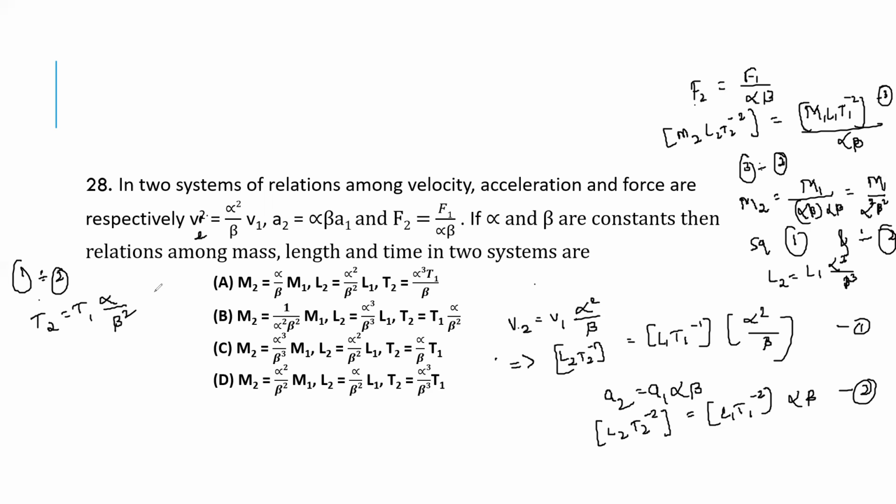Next, the third equation they have given is F2 is equal to F1 divided by alpha beta. So it is force. Write the dimensional formula for force, then write alpha beta as it is. Next, dividing 3 by 2, you will get M2. Squaring and dividing 1 by 2, you will get L2. Then dividing 1 by 2, you will get equation 3, that is for time.